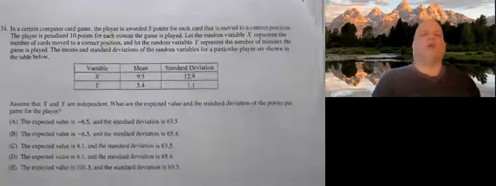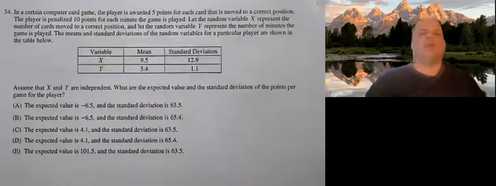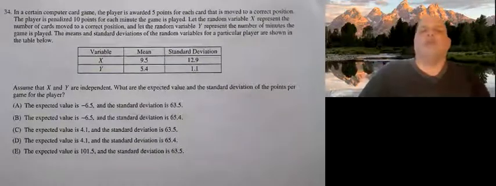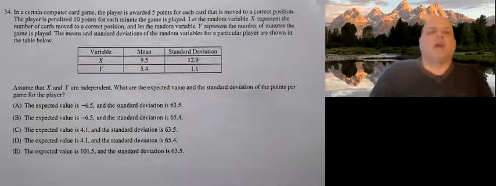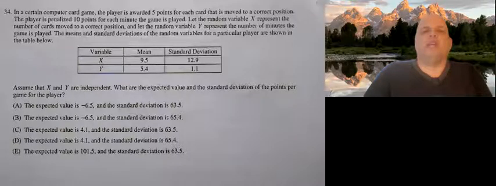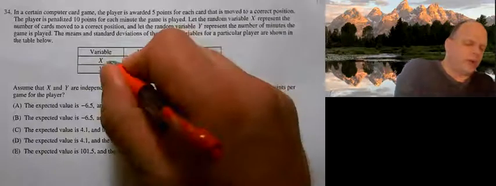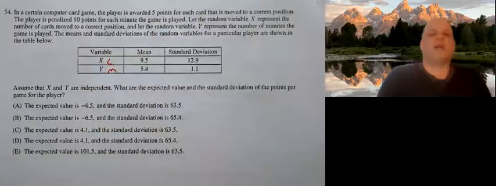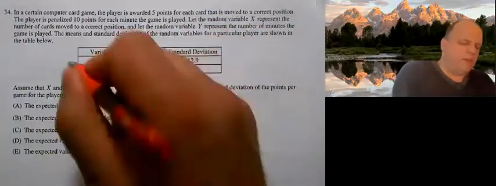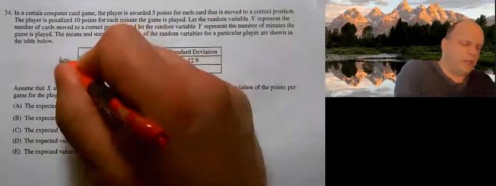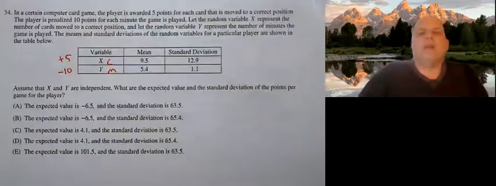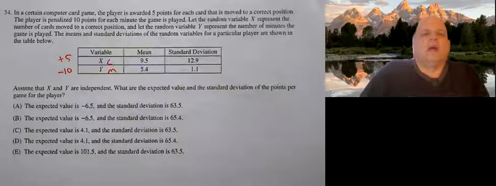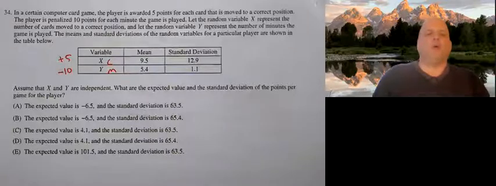All right, number 34. In a certain computer card game, the player is awarded 5 points for each card that is moved to a correct position. The player is penalized 10 points for each minute the game is played. Let X represent the number of cards moved to the correct position, and Y the minutes. So they're getting a minus 10 points, and they're getting a plus 5 points here. Assume X and Y are independent. What are the expected value and standard deviation of the points per game?